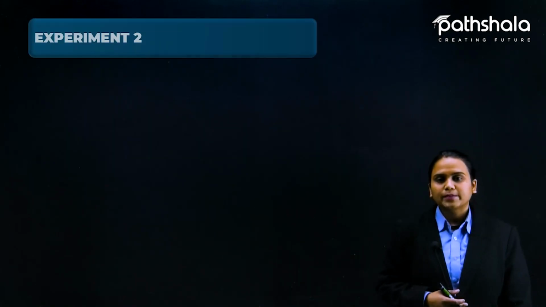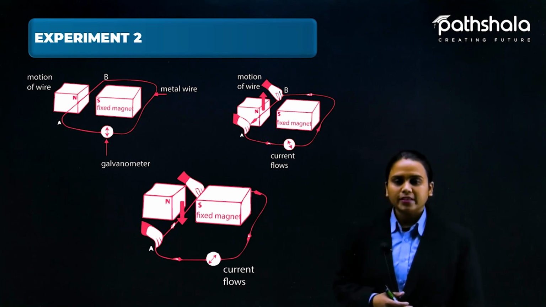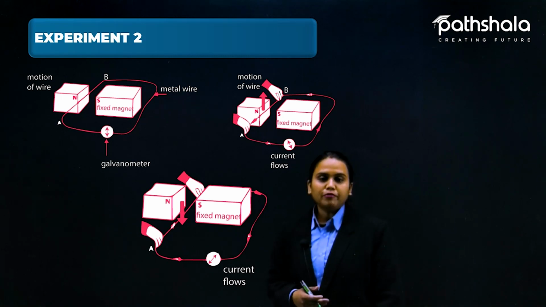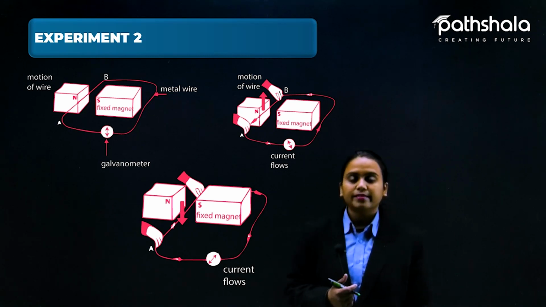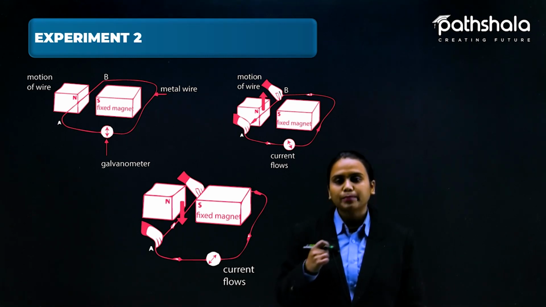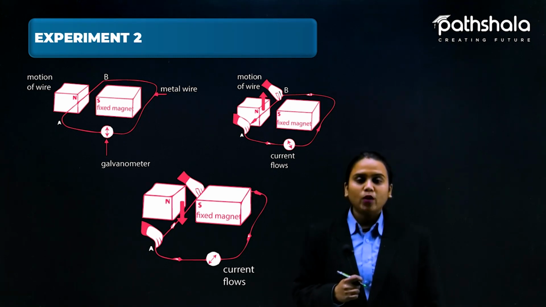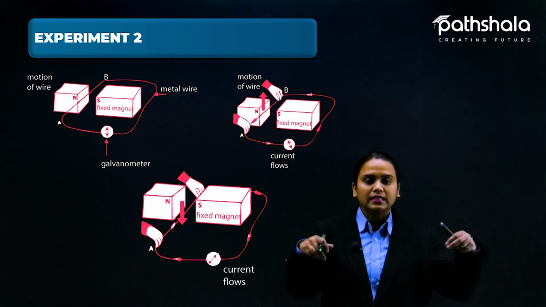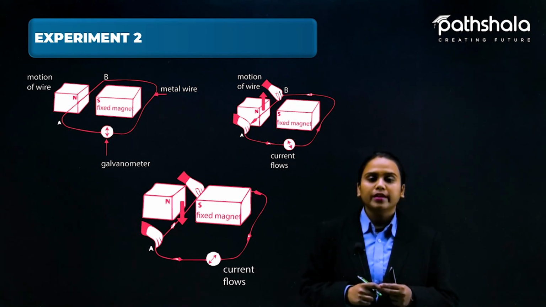Now let us do experiment 2. So what is happening here? Here we are having different conditions, as you can see in the diagram. In the first diagram, here is a metal wire, a galvanometer that is detecting whether the current is present or not, and the motion of the wire. In the second one, you can see that hands are moving the wire, and that too in the perpendicular direction.